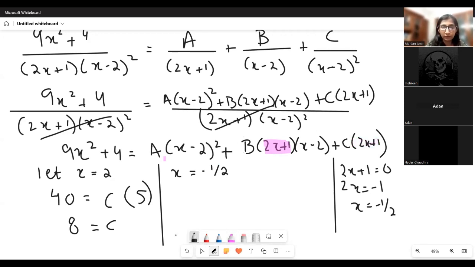Okay, so x is minus half. So I'm going to substitute minus half at the left-hand side. 9 times minus half whole square plus 4 is 25 by 4, equals a times minus half minus 2 whole square is 25 by 4, plus 0, so that is a equals 1.